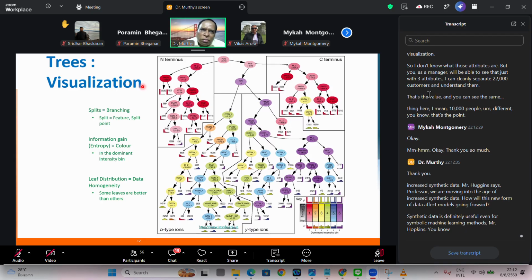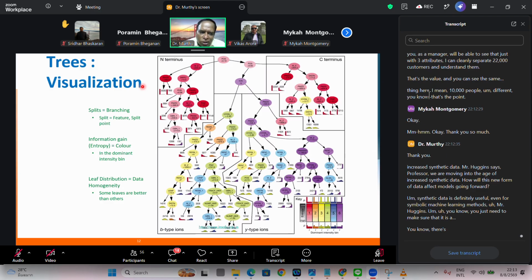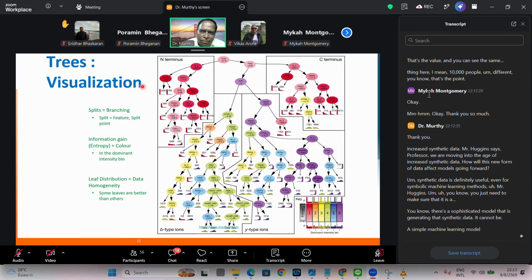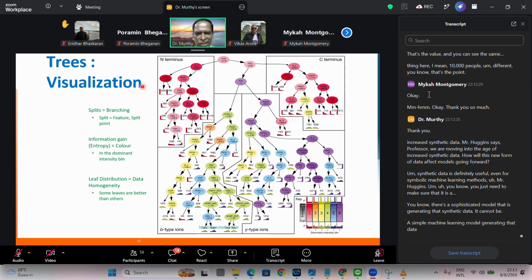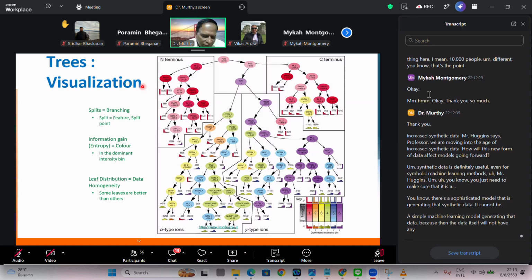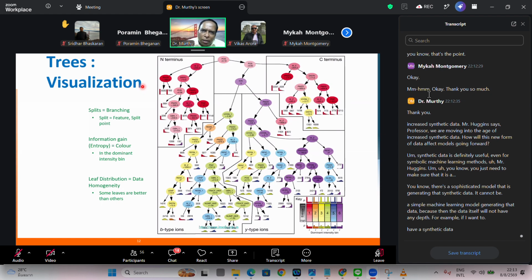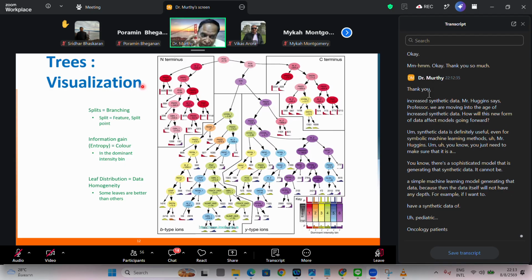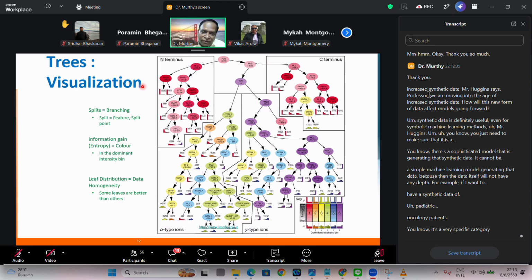You just need to make sure that there's a sophisticated model that is generating that synthetic data. It cannot be a simple machine learning model generating that data, because then the data itself will not have any depth. For example, if I want to have a synthetic data of pediatric oncology patients, it's a very specific category, pediatric little children who have cancer.